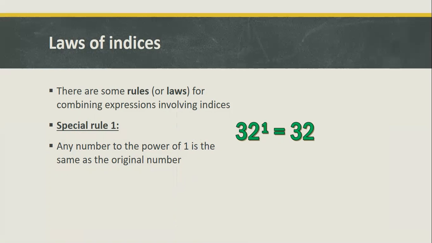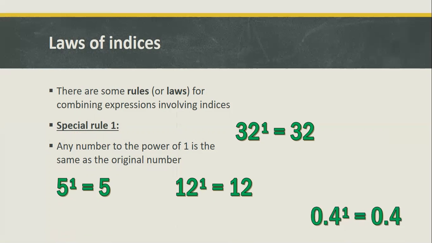So here we've got 32 to the power of 1. It is the same thing as 32. Another one, 5 raised to the power of 1. So 5 is the base and 1 is the index here. It is the same thing as 5. What about 12 to the power of 1? Any number raised to the power of 1 is the same thing, be it a whole number or a decimal, just like what we have on the screen. 44 to the power of 1 is the same thing as 44.